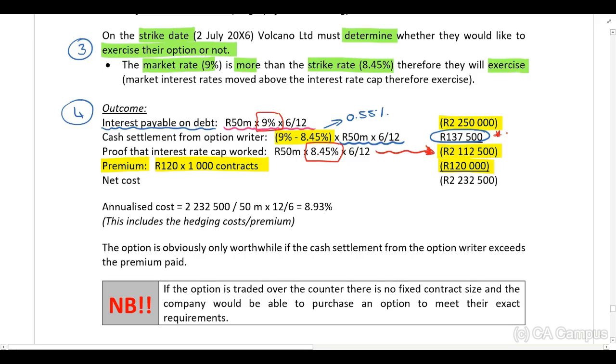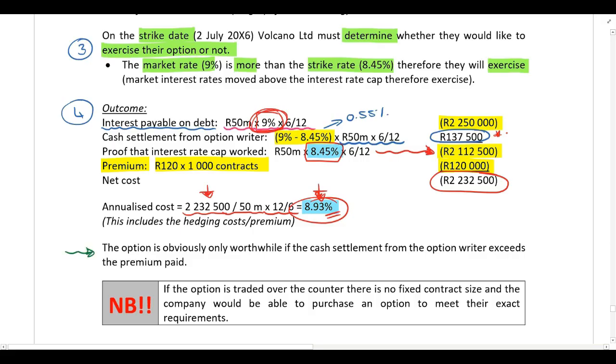So if I want to calculate the cost as a percentage, I take the net cost, I divide by the loan amount of 50 million, and then please note that this is interest for a 6-month period. So if I want an annualized percentage, I need to multiply by 12 over 6 so that I can see what the interest rate is for the period of a year. So please note, the interest rate isn't actually 8.45%. If I ignore the premium, I've managed to cap the interest at a rate of 8.45%. However, if I take the premium into account, the interest rate is then 8.93%. However, the company is still better off because without this option, they would have paid interest at a rate of 9%. So by having this option, they've managed to reduce their interest to a rate of 8.93%.